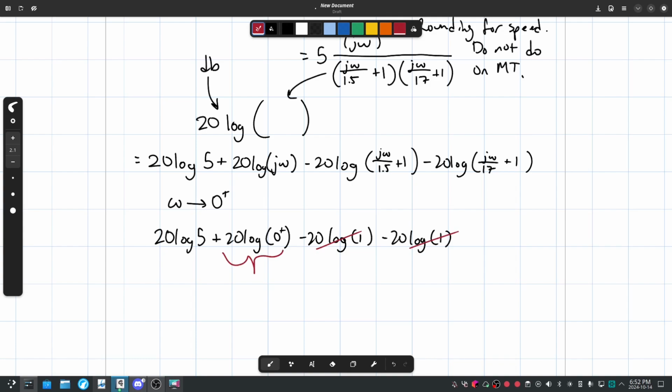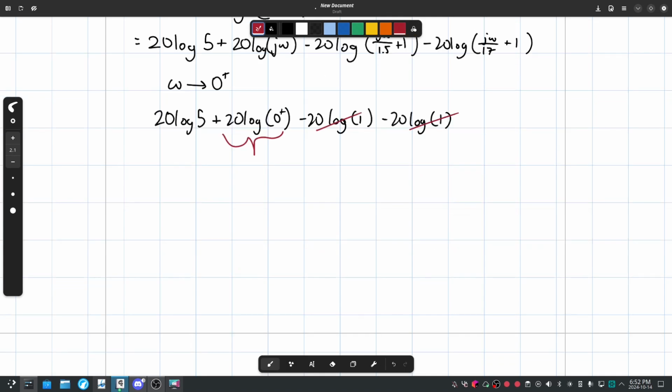Does ω always approach 0? It makes it easier. You could do 0.0001, but we're not actually calculating it. We're seeing how it's going to act at this point.